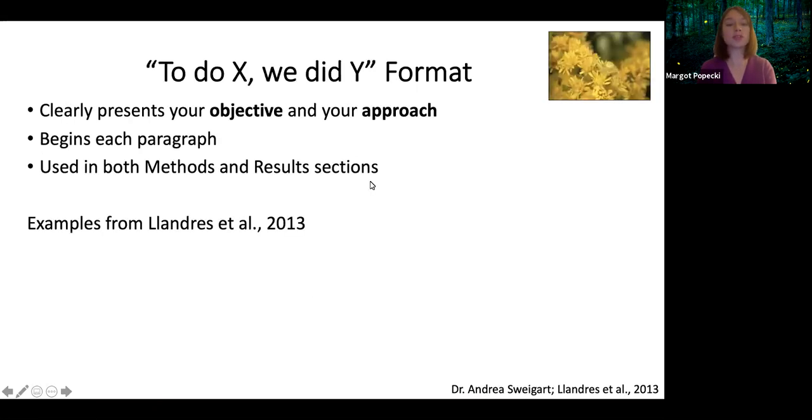Another strategy that you can use to organize your methods section is the "to do X, we did Y" format. So I really like this format because it's very helpful to present your objective clearly and then state your approach. Like, why did you do that? What did you do and why? And so you'll usually find this format at the beginning of each paragraph, and you'll see it in both the methods and results section.